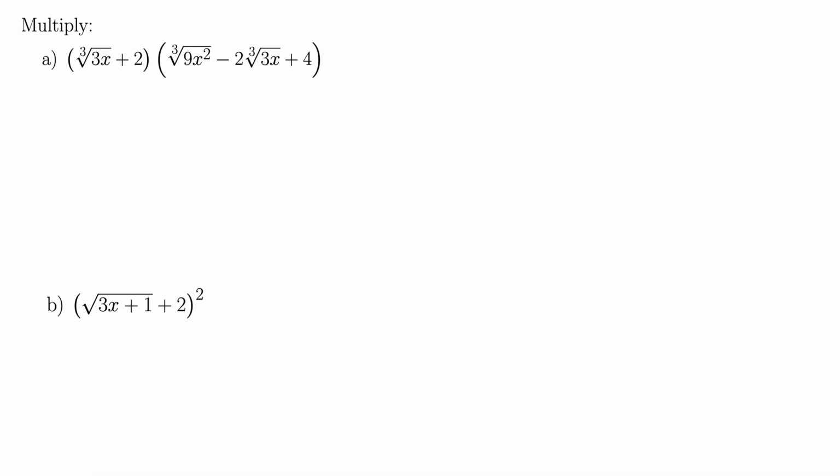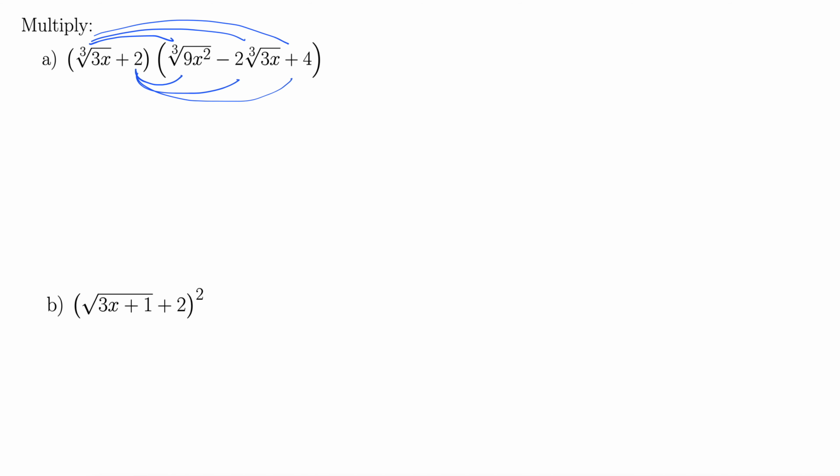Okay, and the way you approach this, we can't use FOIL on it, because FOIL only works for a binomial times a binomial, so 2 terms times 2 terms. This one has 3 terms in it. So instead, let's just do a double distribute. I'm going to take this first term, distribute it through to all 3 in the second term, and then I'm going to take the 2 here and do the same thing, distribute it to all 3, and then we'll simplify and see what we get.